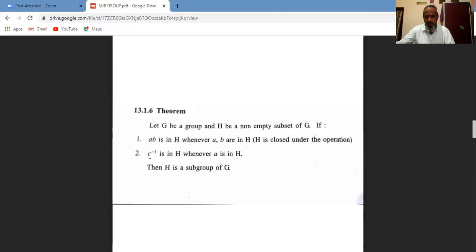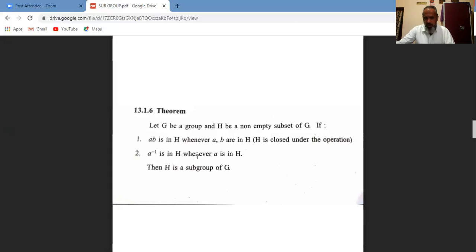The second condition is, whenever A belongs to H, A inverse belongs to H. So A inverse is in H whenever A is in H, meaning for every element in H, there exists an inverse. The inverse of each element in H exists. If these two properties are satisfied, that is closure and inverse, then again H is a subgroup of G.